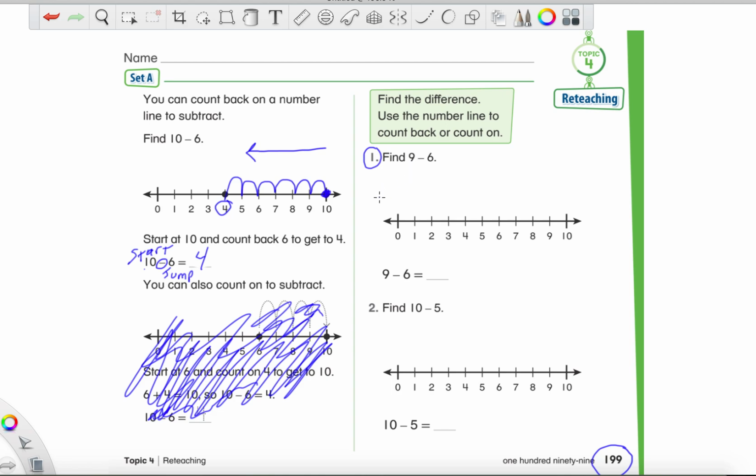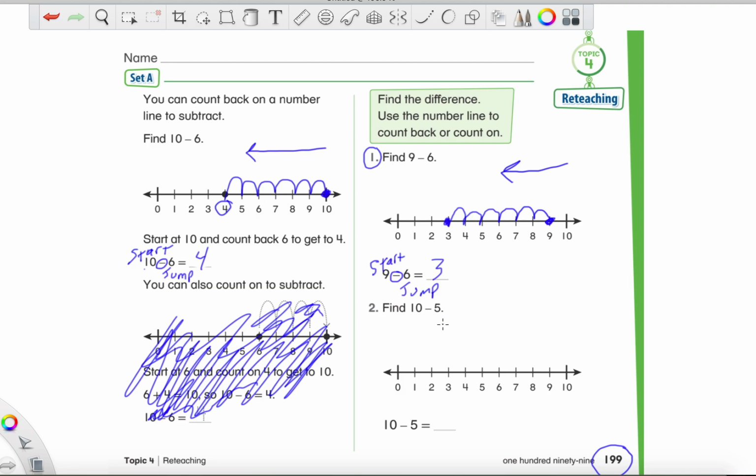Alright, if you need more time, pause the video. If not, let's go over it. So let's see, our start number, the first number, is 9. So I'm going to put a dot on 9. And then we have our jump number second, and it's a 6. Because we see this minus sign, that means we're jumping that direction. So let's jump 6 times. 1, 2, 3, 4, 5, and 6. So 9 minus 6 is 3.